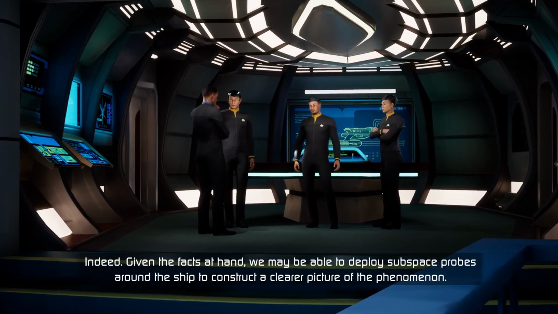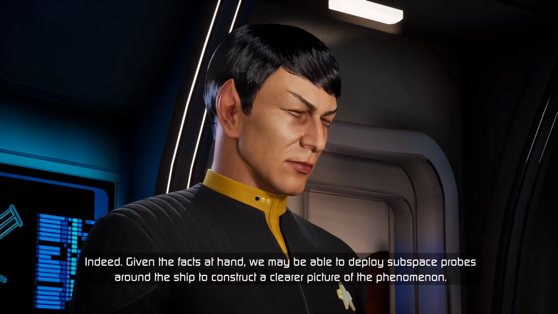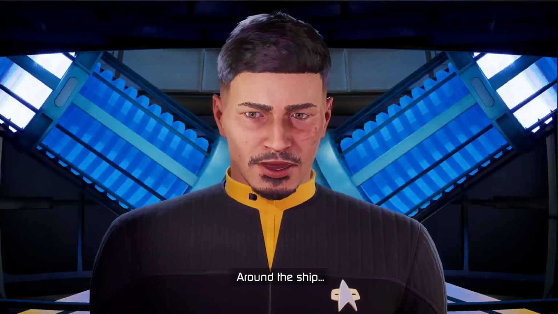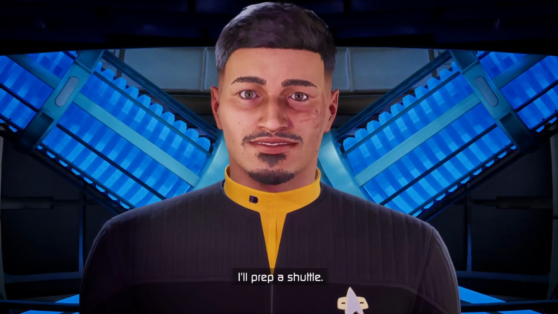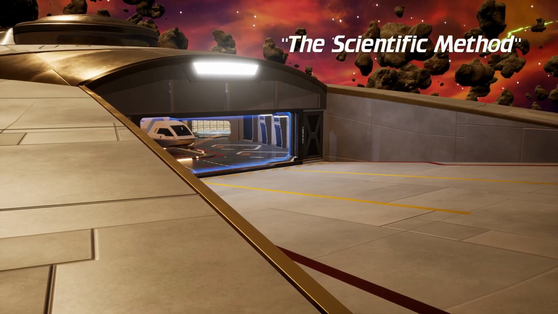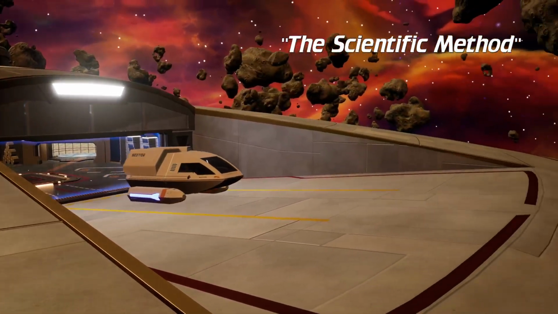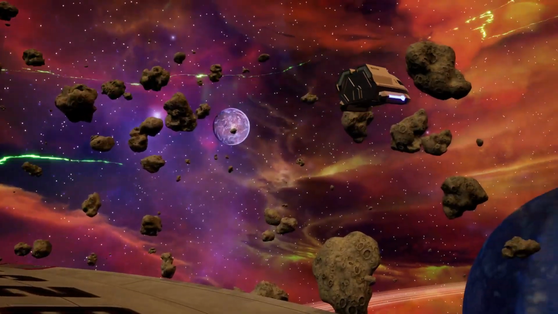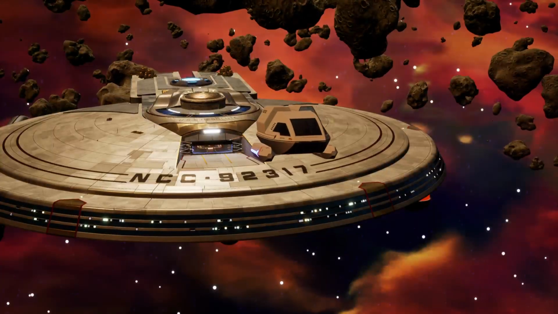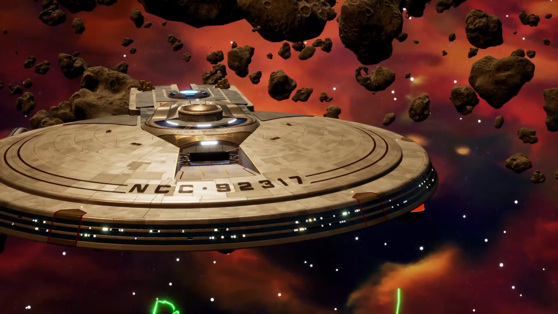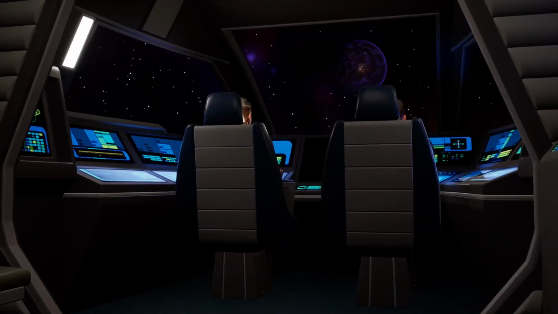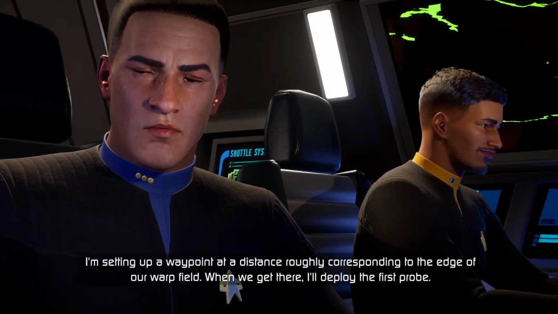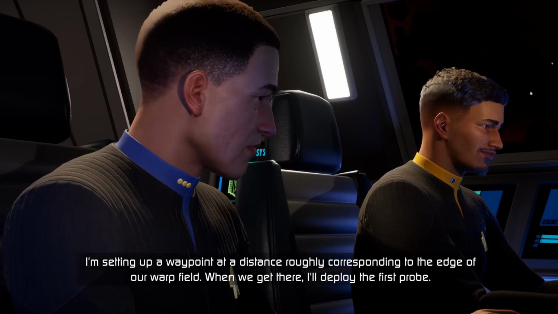Indeed. Given facts at hand, we may be able to deploy subspace probes around the ship to construct a clearer picture of the phenomenon. Around the ship. I'll prep a shuttle. I'm setting up a waypoint at a distance roughly corresponding to the edge of our warp field. When we get there, I'll deploy the first probe.